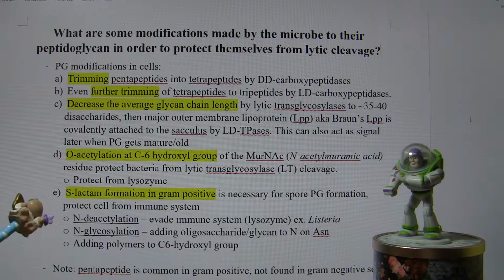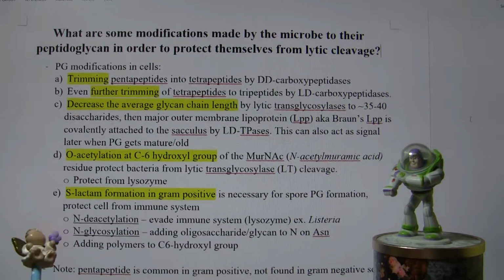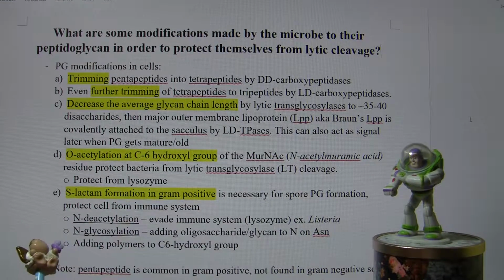Another way to survive is S-lactam formation in gram-positive, and this is usually seen in endospore-forming gram-positive microorganisms for their peptidoglycan formation. This helps the cell to protect themselves from the host immune system by having these types of modifications. N-deacetylation allows microorganisms to evade the immune system or the lysozyme.